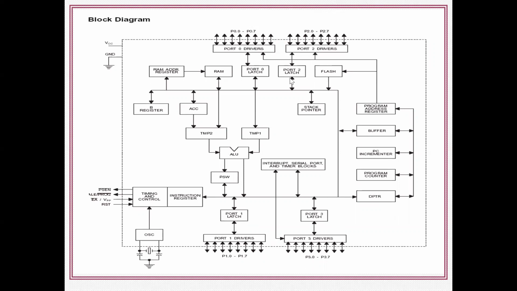And these are internally connected to the latches. We know the need of latches: they are used to store temporary data. So for the 4 ports, 4 latches are available internally. Next, RAM is available, and a RAM address register is available. ROM is also available; the type of ROM is flash, PROM or EEPROM. And a program address register is available. And next, a buffer is available.